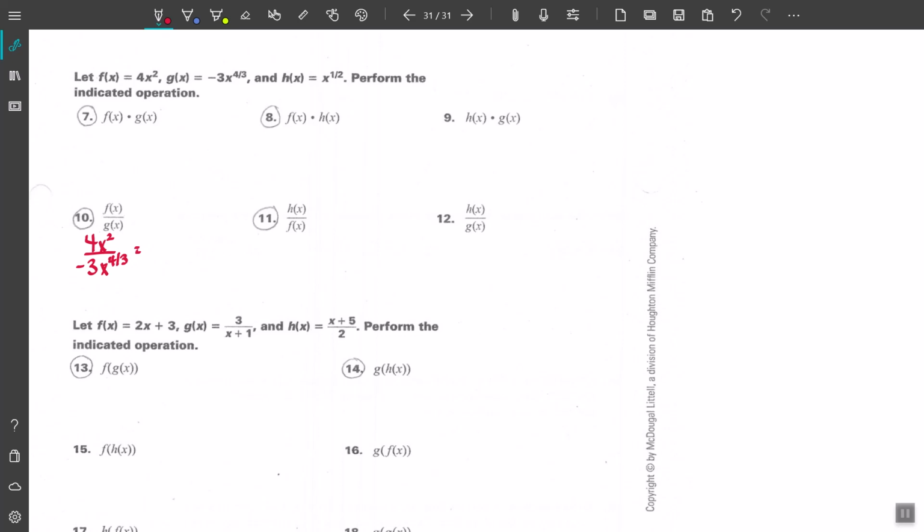So here we're going to divide 4 and negative 3. I'm just going to pull that out and leave it like this. I'm not going to get the decimal. We'll just leave it as an improper fraction. And then from there, we've always rewritten the base, and we have subtracted those exponents. So now we have 2 minus 4/3.